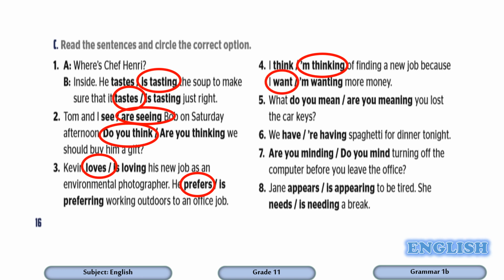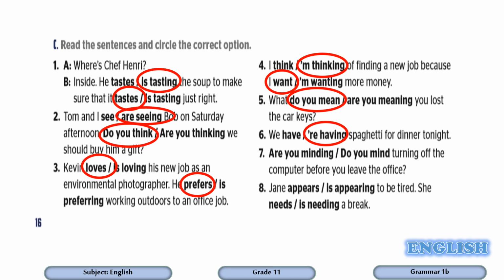Number five, what do you mean or are you meaning? Have you ever heard someone saying what are you meaning? No way. So what do you mean? It's a stative verb used in the present simple. What do you mean you lost the car keys? We have or we are having spaghetti. Wow, spaghetti, that's food. So we are eating right now. It's an action verb. We are having spaghetti for dinner tonight.